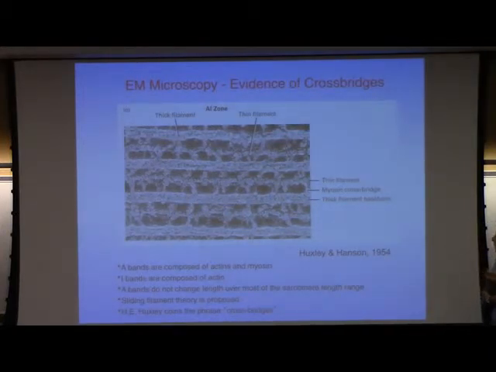Now, what about crossbridges? At the time, this was from 1954, you could see the thick filaments, you could see the thin filaments, and then you could see the attachments, which they coined the term crossbridges. But they really couldn't see much detail, so they just knew that there was something interacting. Later they could digest the proteins and figure out which was actin and which was myosin.